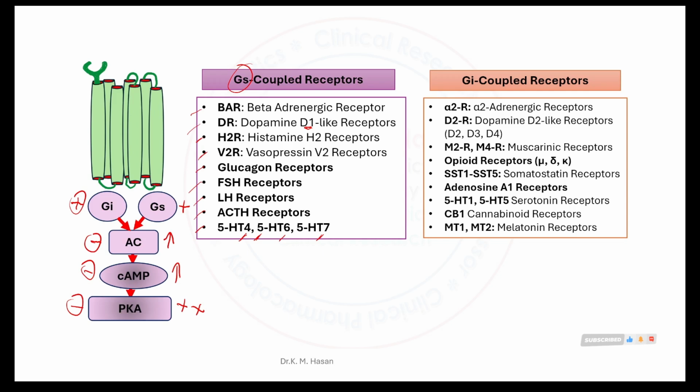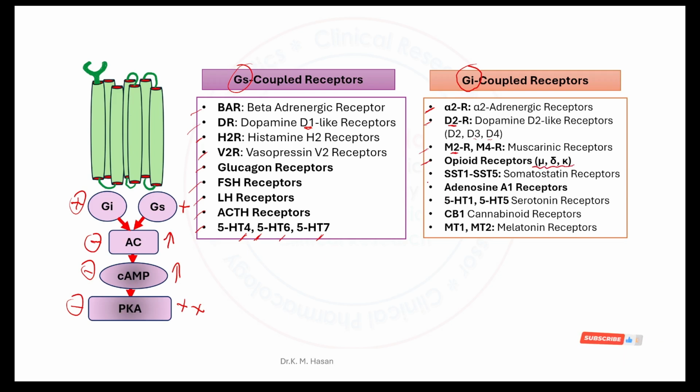On the other hand, we have some receptors linked to the Gi protein. We have alpha 2 receptor, the alpha 2 adrenergic receptor. Then we have dopamine D2 receptor linked to the Gi protein. Also, D3 and D4 are linked to the Gi protein. Muscarinic receptor 2, the M2 receptor, binds to the Gi protein. Opioid receptors bind to the Gi protein: we have mu, delta, and kappa.